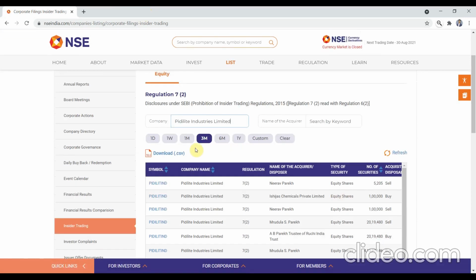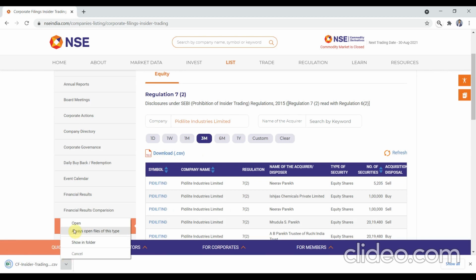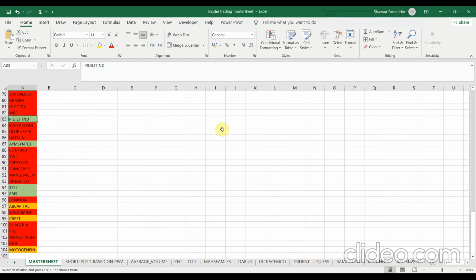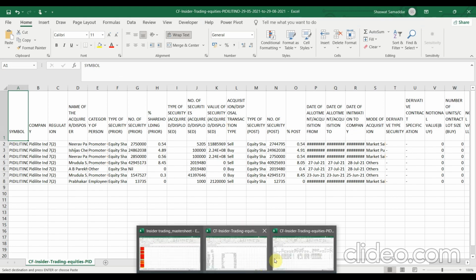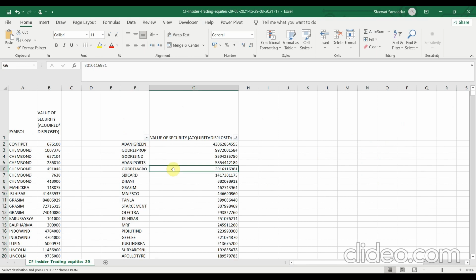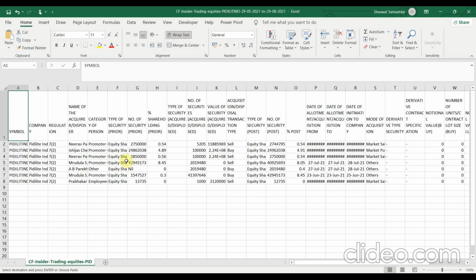Once you have done that, click on this 3 months again just to be sure and download the CSV file. Now, what we have downloaded here is the insider trading report for 3 months for Pidilite itself. The earlier report, which was this one, was the insider trading report of the whole NSE. But this particular insider trading report is specifically for Pidilite for 3 months. Now, from here, we would calculate the average price.